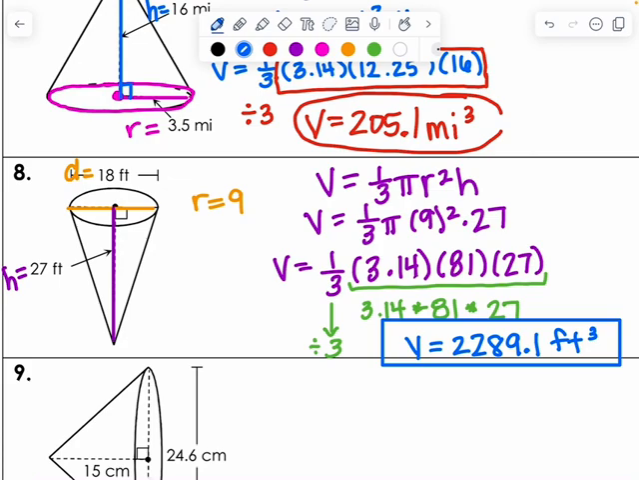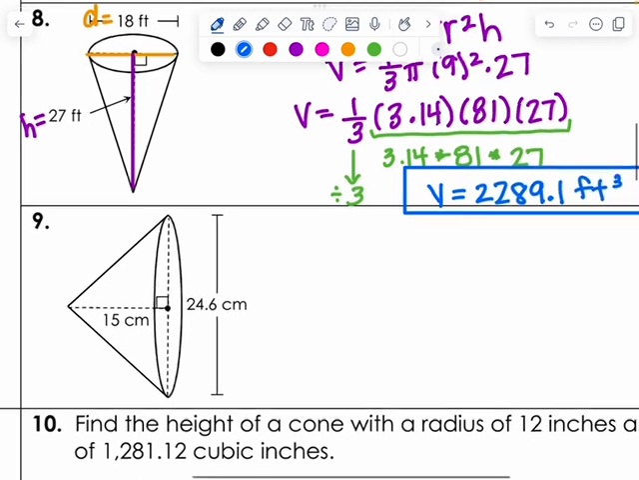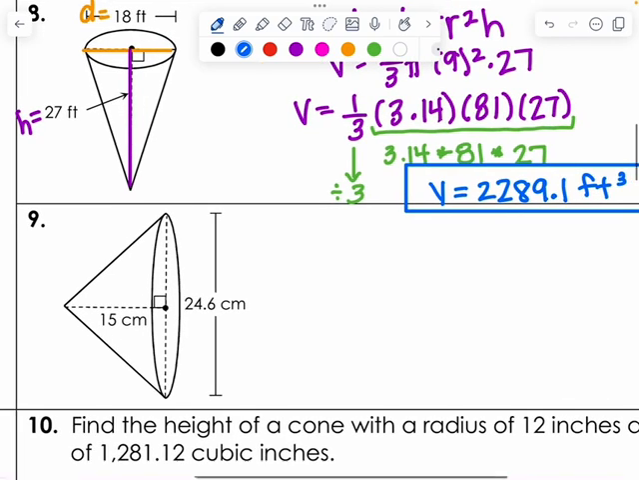Okay. Now, what I want you to do, I want you to try number 9. I'm going to have you pause the video, you do number 9, and when you have an answer, press play and see if it matches what I have. So go ahead and pause. Welcome back. Did you identify that your height is 15 and your radius is 12.3?